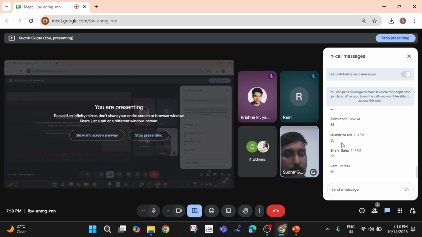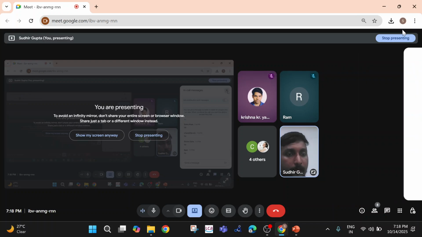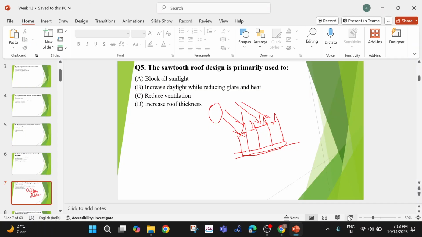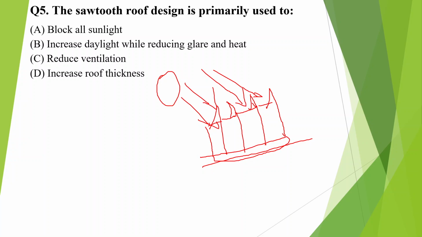Yeah, so this time Sidra was able to beat Chandrika, Celine and Ram. Fine. And the good thing is that all of you have answered it correctly. That is the main thing that should happen. The correct answer is option B only, that is increase.